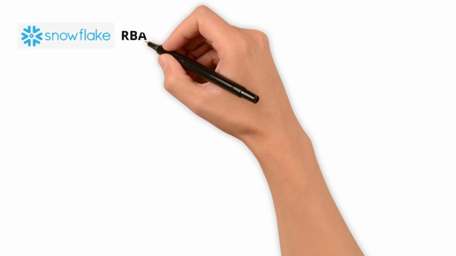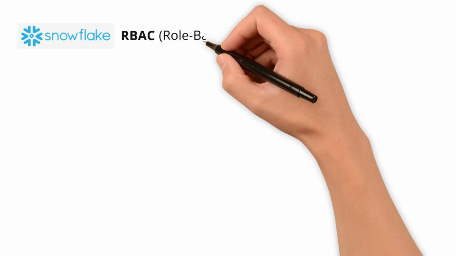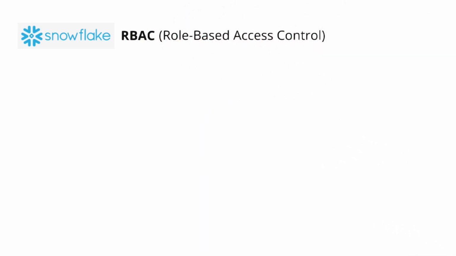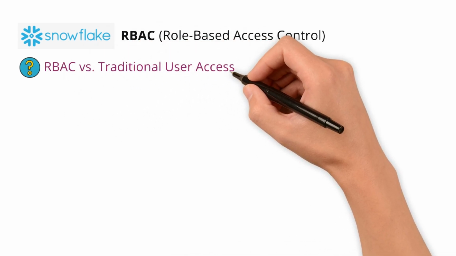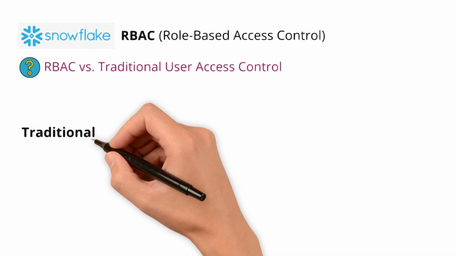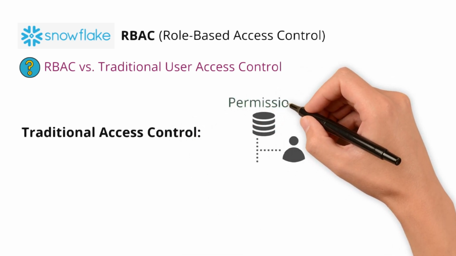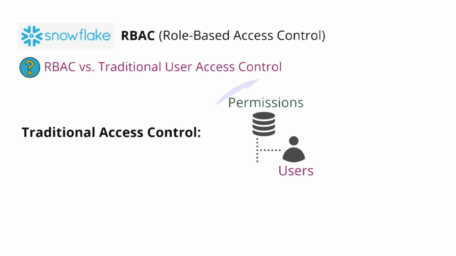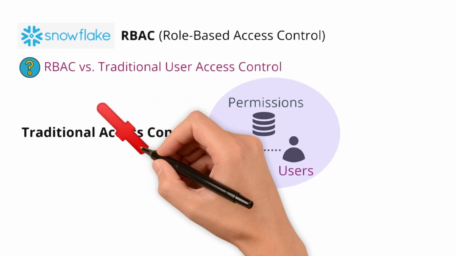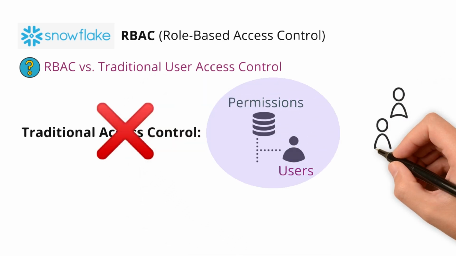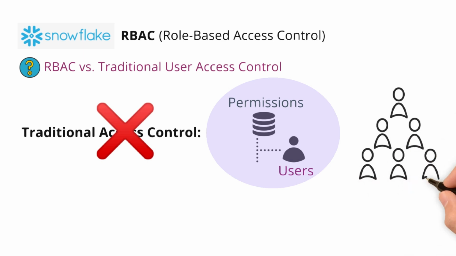Snowflake follows RBAC, that is role based access control. But how does this RBAC differ from traditional user access control? Let's compare. In traditional access control, permissions are granted directly to users. This method does not scale because as the number of users grows, managing permissions becomes chaotic.